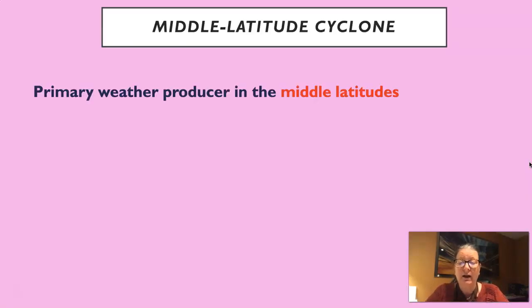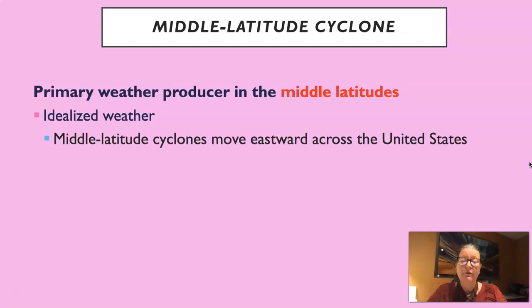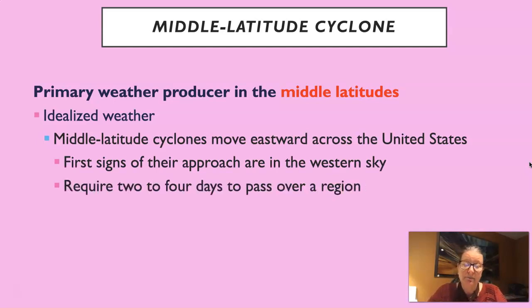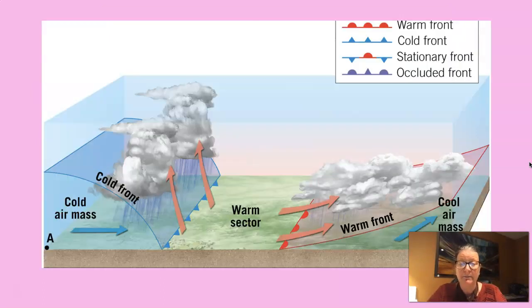Mid-latitude cyclones are a primary weather producer at mid-latitudes, thus the name. The mid-latitudes in the U.S. cross pretty much in the central part of the United States. And so in California, we're really not affected by these particular weather events. They're an idealized pattern of weather, just like we talked about the idealized wind patterns on Earth. They move from west to east across the U.S. as most weather does. They're first seen as approaching from the western sky. They require 2 to 4 days to pass over a given city or area.